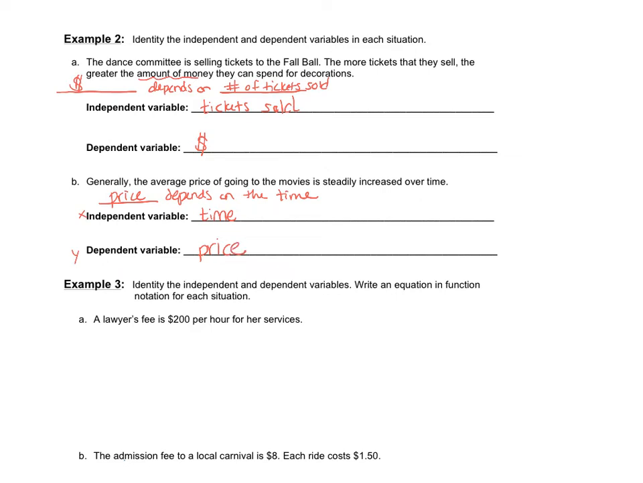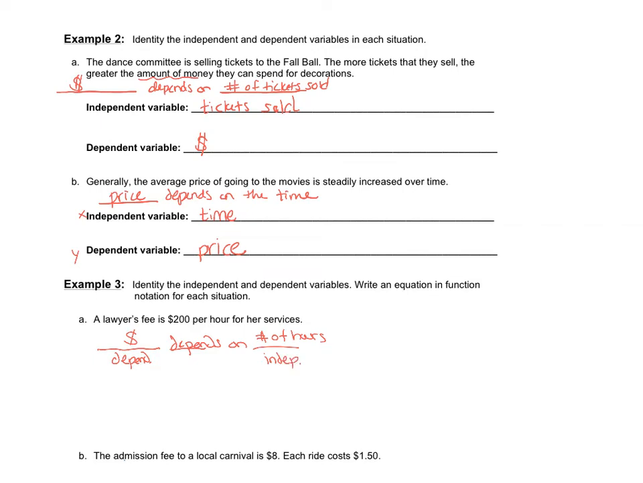Identify the independent and dependent variables. For example 3, write an equation in function notation. So a lawyer's fee is $200 per hour for her services. Does the price depend on how many hours, or do how many hours depend on the price? And so we would say that the price depends on the number of hours. So that means that the price is the dependent and the number of hours is the independent.